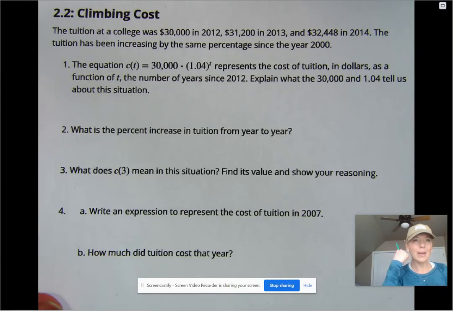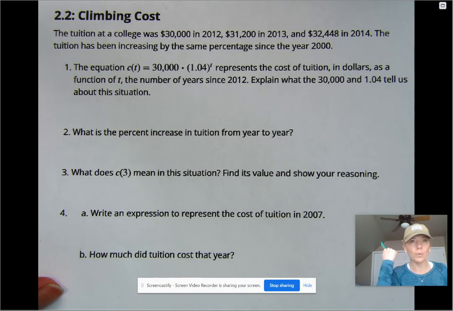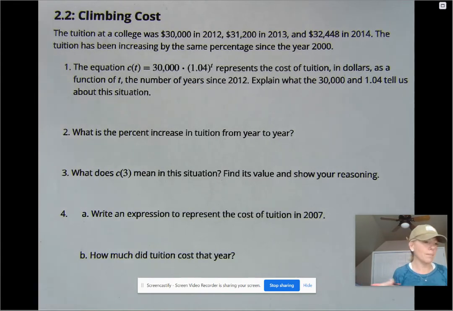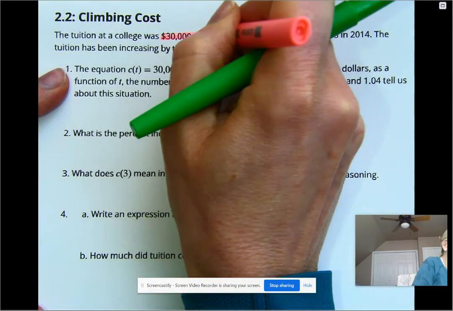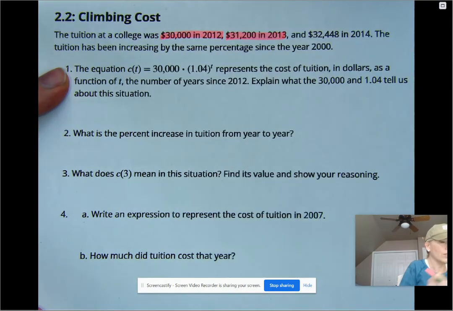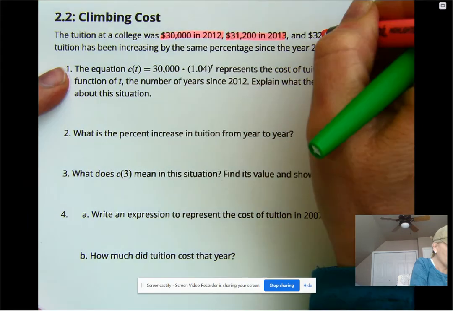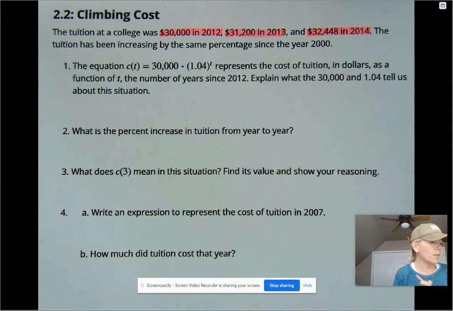All right, so 2.2 talks about the increasing cost of college tuition. The first piece of information is the cost in some different years. It looks like $30,000 in 2012, and then $31,200 the next year, and $32,448 for the year after that. And it says the tuition has been increasing by the same percentage since the year 2000.